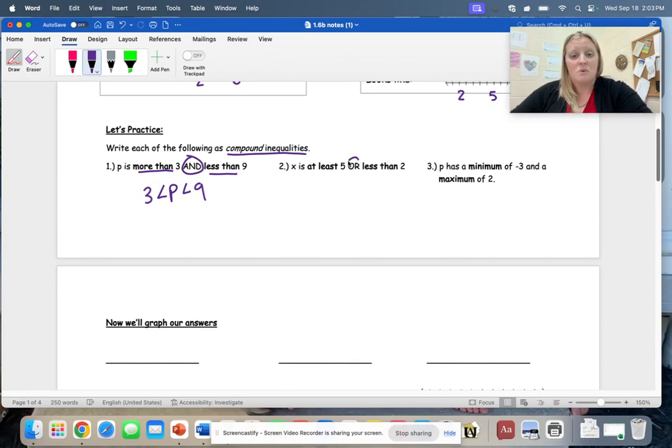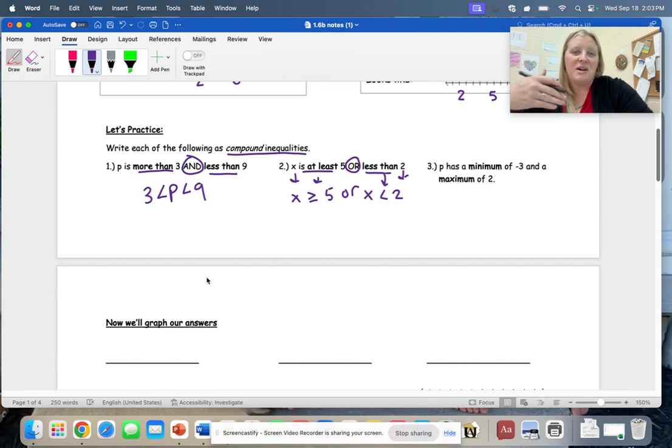Now number 2 says or, so I'm not going to put these together. I'm going to write the word or. You have to write the word or if it's an or problem. And then we're just going to turn this into symbols. So we have X. The phrase at least means greater or equal. And then we have a 5. Now this phrase right here, less than, means this symbol. And then you have a 2. Notice they did not exactly specify what is less than 2. So that's when you have to realize they're still talking about X.